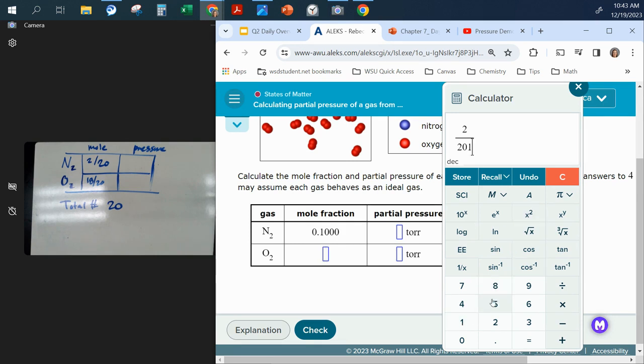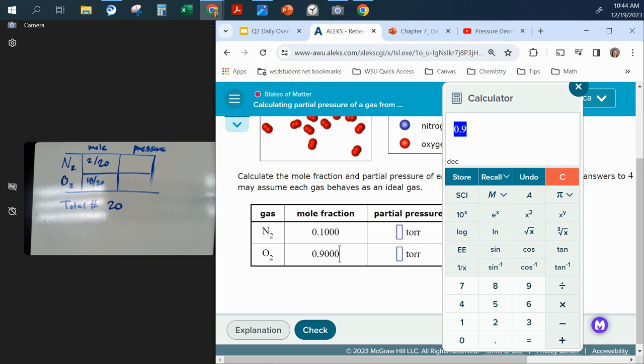Okay, what's 18 divided by 20? Let's just do this one. 0.9. Okay, other thing, mole fractions should add up to 1. Yeah, so then you can know if you're doing it right by making sure these 2 mole fractions add up to 1.